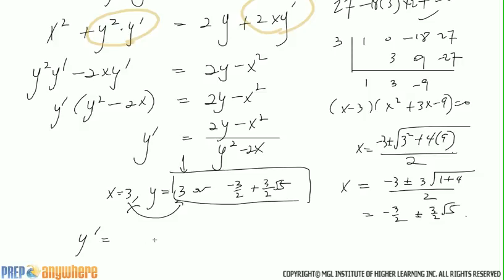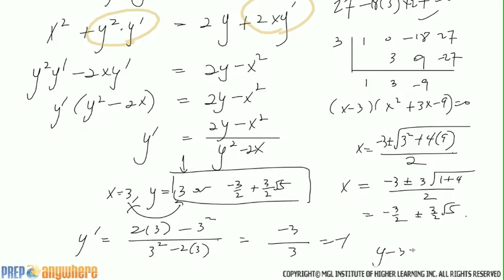So then you find the slope. It's 2 times 3 minus 3 squared over 3 squared minus 2 times 3. So that's negative 3 over 3, so it's negative 1. So my equation is going to be y minus 3 equals negative 1 times (x minus 3) in point-slope form.